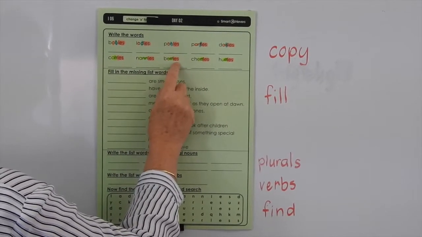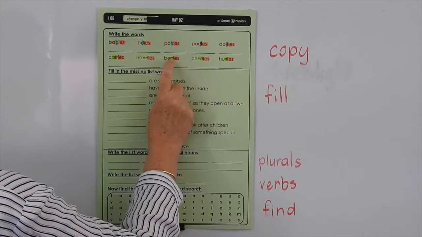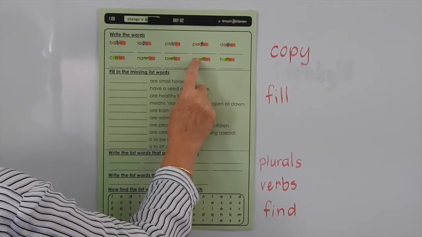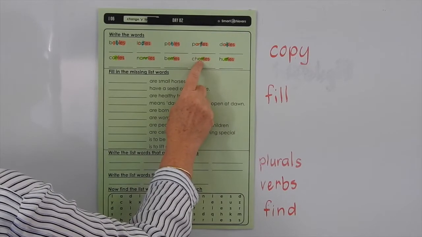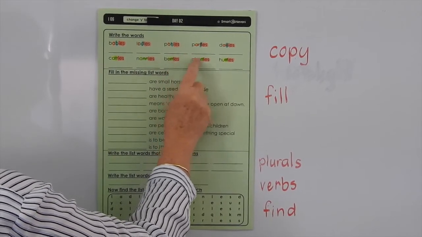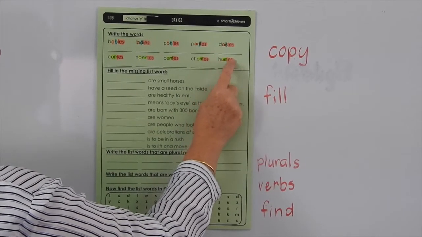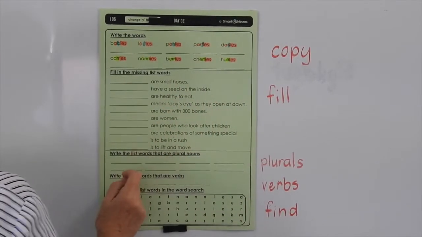A berry is a fruit which has its seed on the outside, and they're usually tiny. Cherries have usually one big seed in the centre, so that's the difference between a berry and a cherry. Hurries means to move quickly, so that is going to be a verb as well.